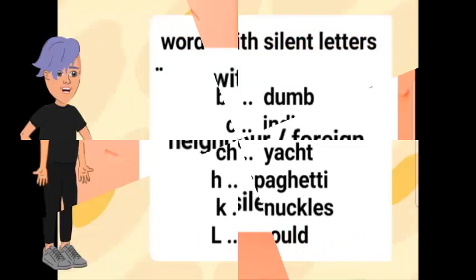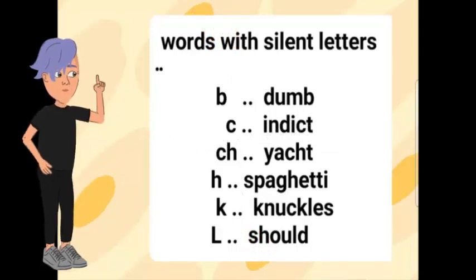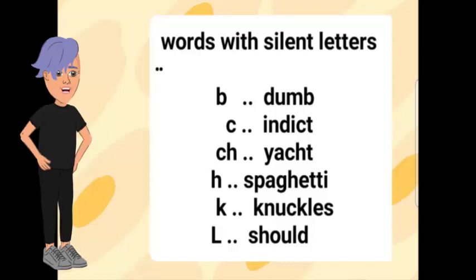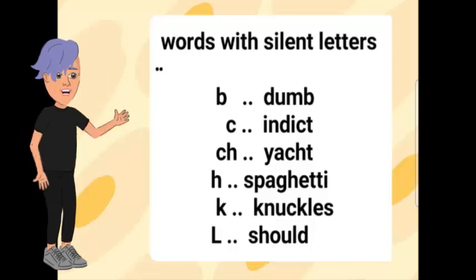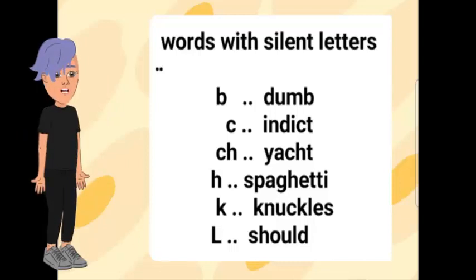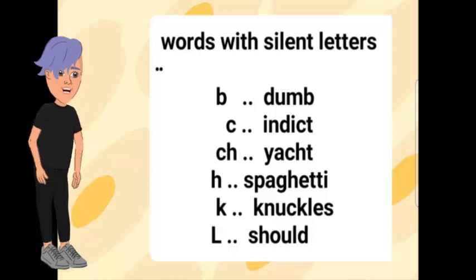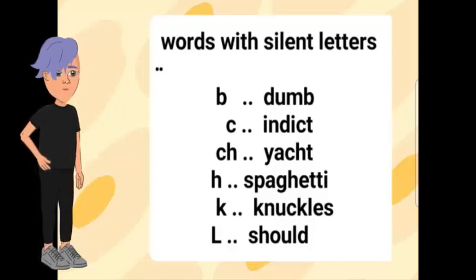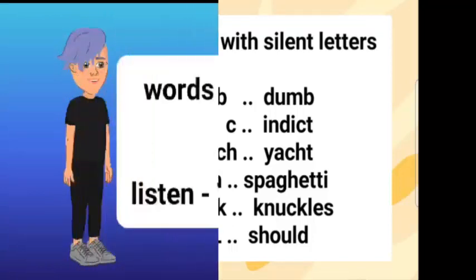Also for spelling, what helps you is that some words have silent letters, like dumb. See, the B is silent, like lamb, the B is silent. Indict, the C is silent. Yacht, the CH is silent. And spaghetti, the H is silent. And knuckles on your hand, the K is silent, you don't pronounce the K. And should, you don't say the L, so the L is silent. So remember the silent letters in many words, because that helps you with the spelling.